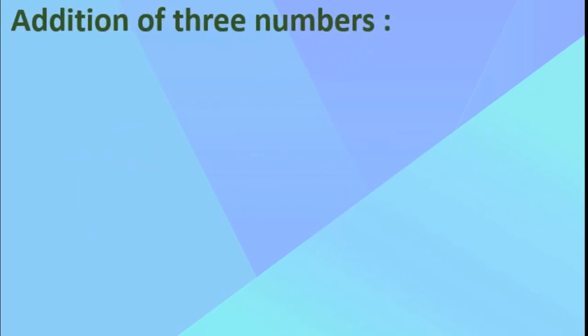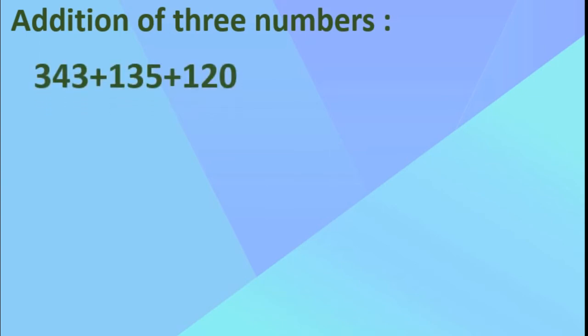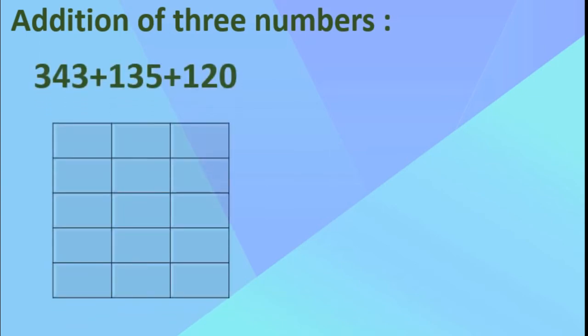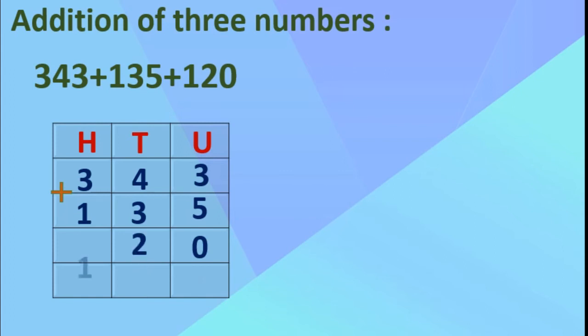Now students, we will do addition of 3 numbers. See, 3 numbers are given. We will make a table. We will write units, tens and hundreds. Now we will write 3 numbers in 3 rows, one below the other. First we will write 343, 135 and 120. Okay. Now we will carry out the addition from the units column.